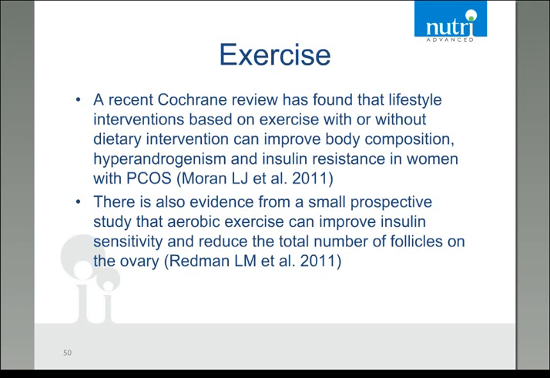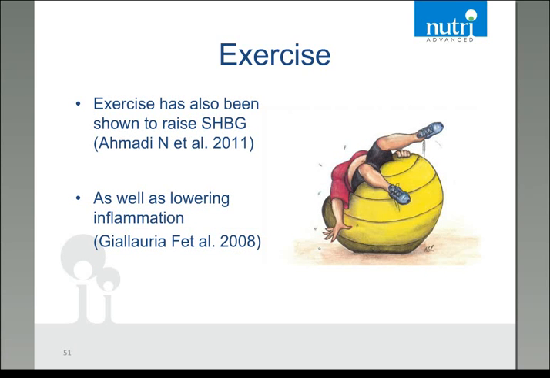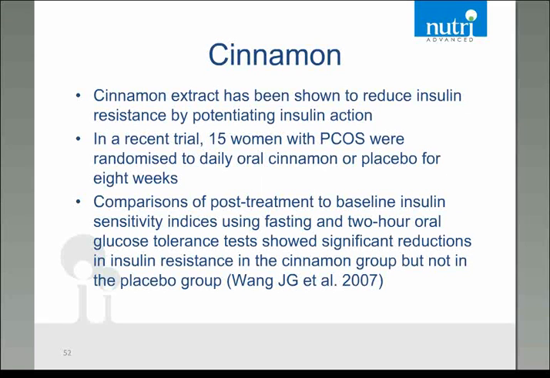There's also evidence from a small prospective study that aerobic exercise can improve insulin sensitivity and reduce the total number of follicles on the ovaries. So therefore, if we use the diet and the lifestyle simultaneously, then what benefits do you think we'll achieve? Hopefully a lot more. And then we've got our supplement regime on top of that. Exercise has also been shown to raise sex hormone binding globulin as well as lowering inflammation. So lots of positives there.